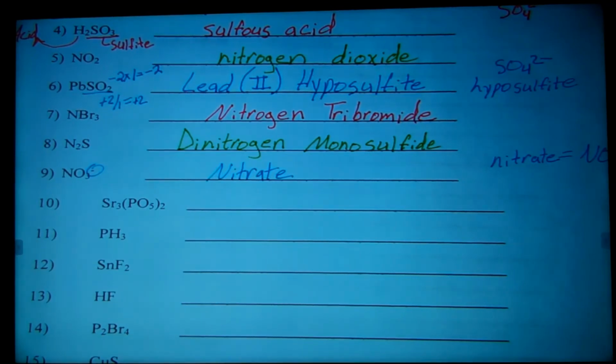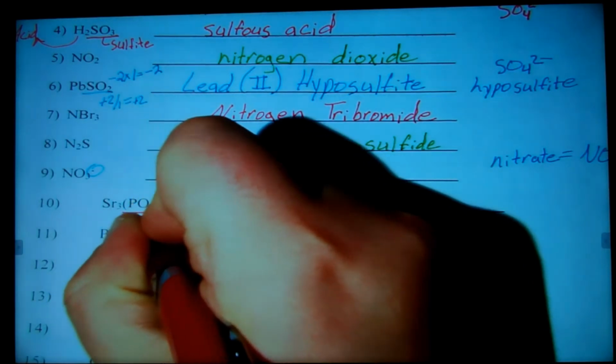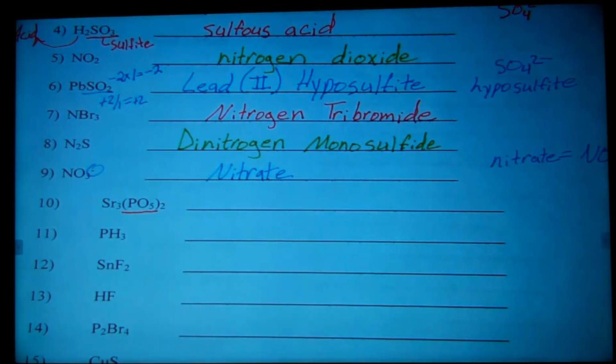So here we go. Number 10 is Sr3(PO5)2. So in this, clearly there are 3 elements here, which means there's a polyatomic. Find the polyatomic. In this case, it's very simple. It's the thing in parentheses. So in this, we are going to have to look at it. We're going to need the name of that polyatomic.